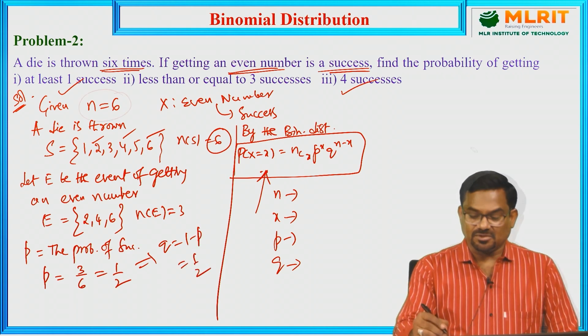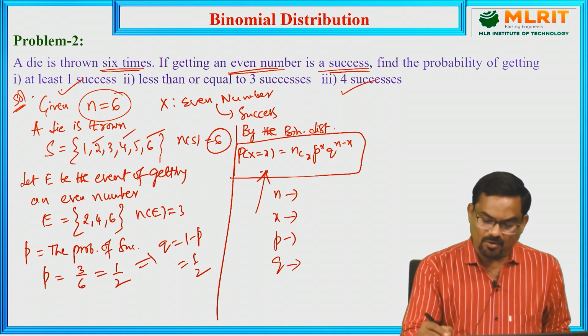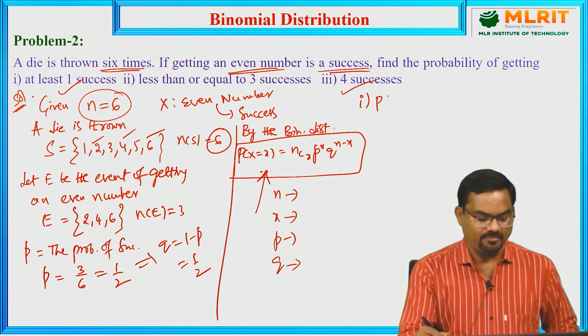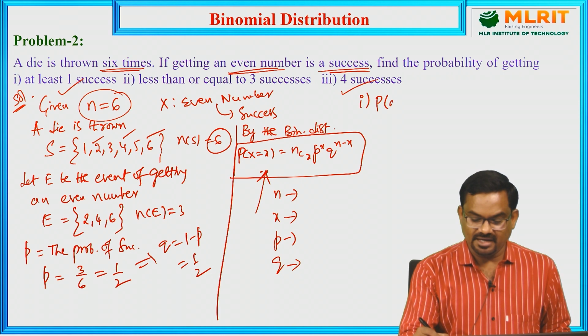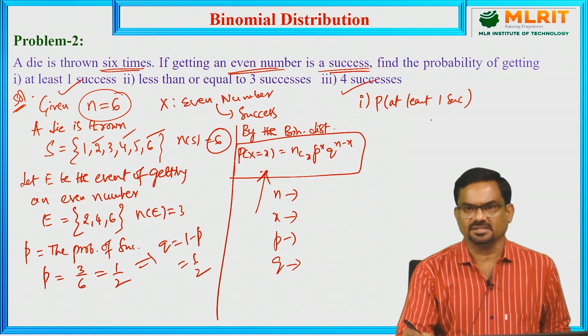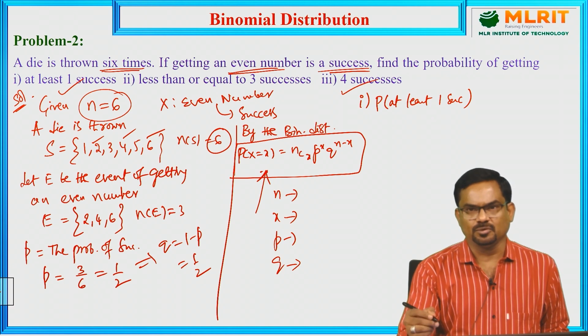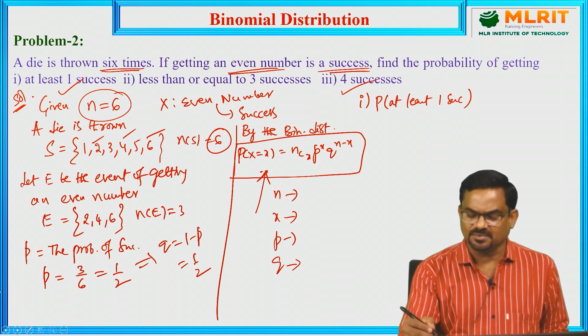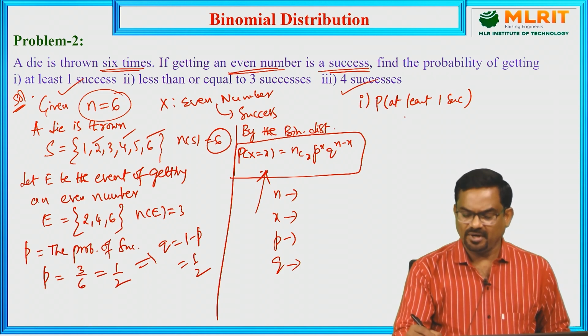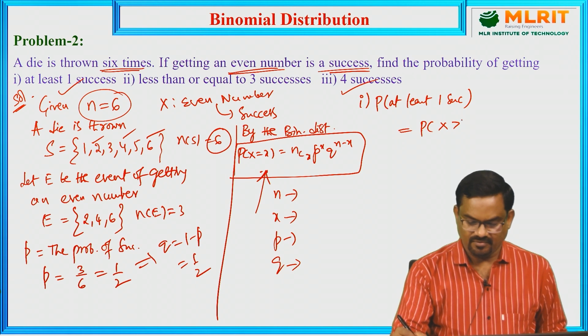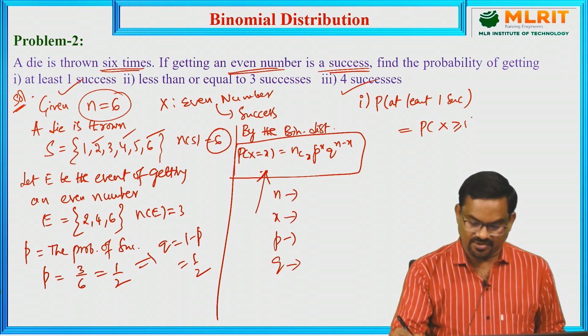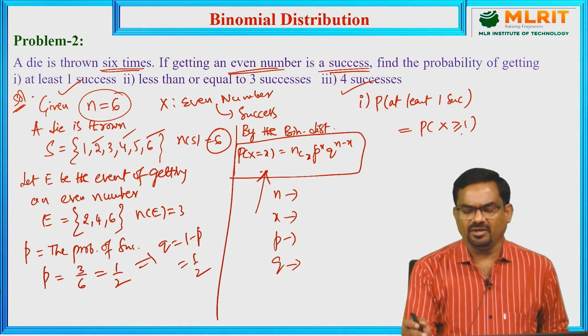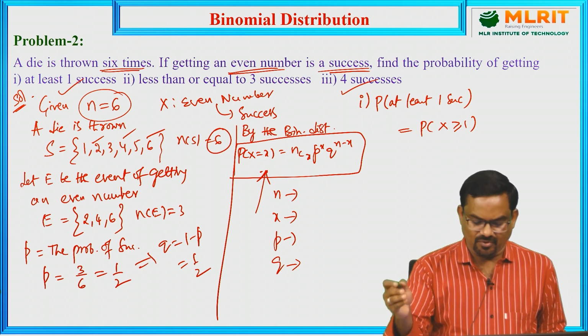Now, coming to the first problem, we need to calculate the probability of getting at least 1 success. At least 1 success means 1 success, 2 successes, 3 successes, 4, 5 and 6 successes. All these come under this case. So, the probability of at least 1 success means the probability of x greater than or equal to 1. So, we need to calculate from 1, 2, 3, 4 up to 6.